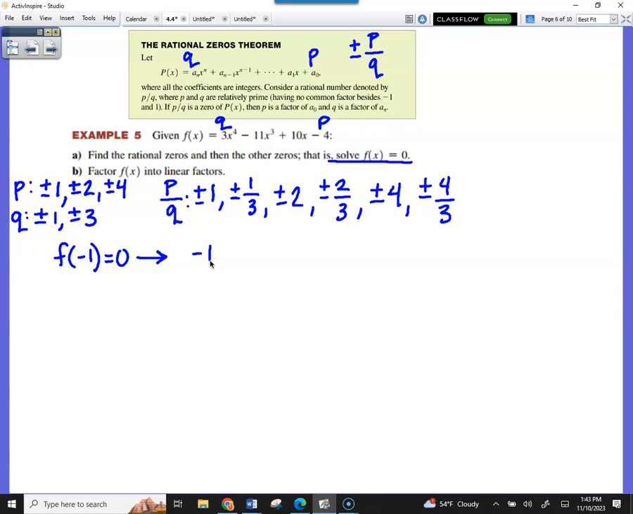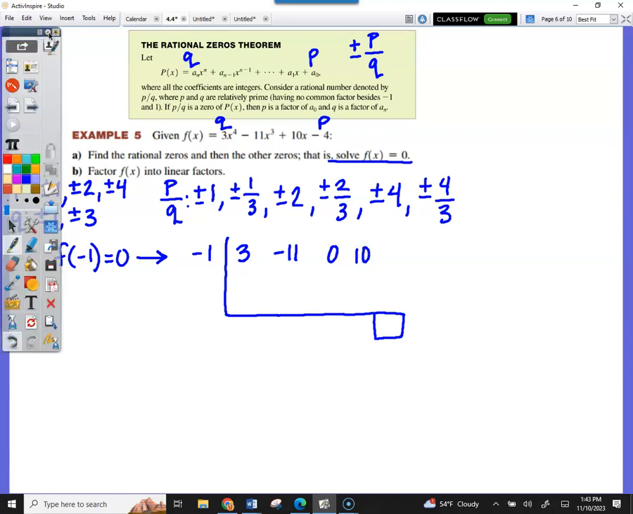So, negative 1 works. We're going to set up our synthetic division box. Remember, check for gaps. There is a gap at x squared. So check that. You got 3, negative 11, 0, 10, and negative 4.